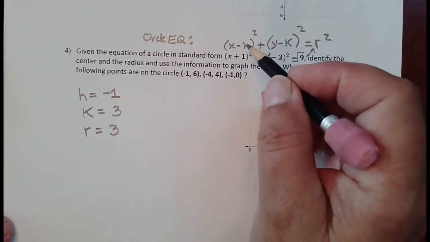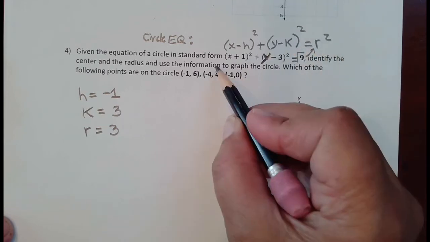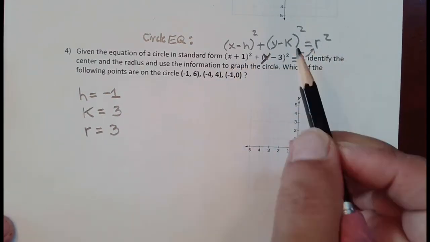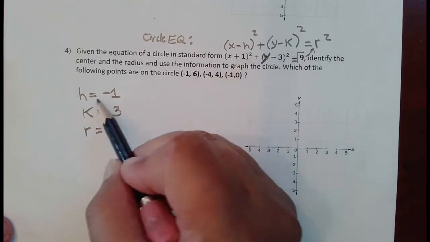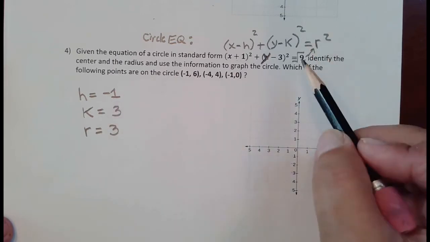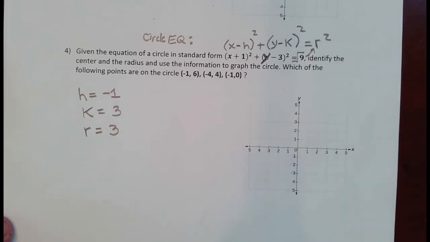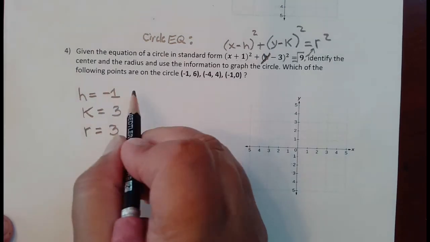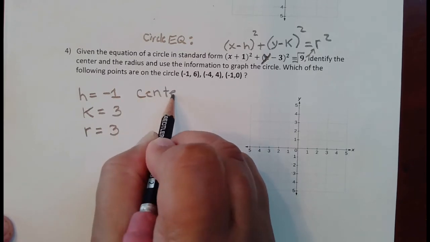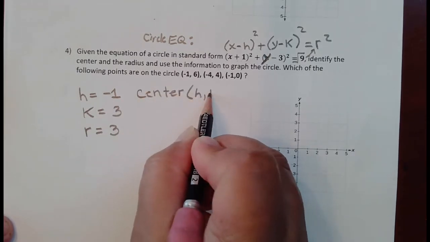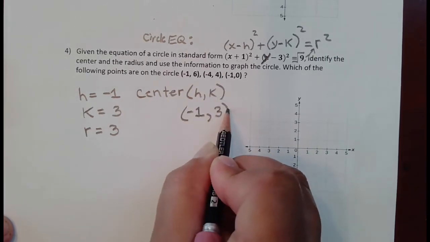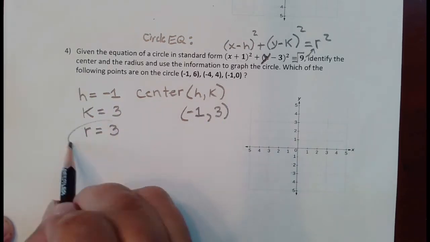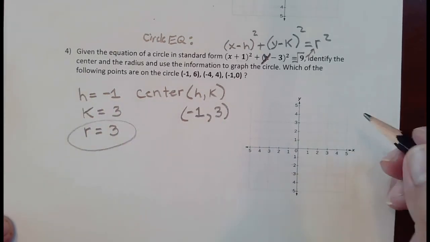So it says, identify the center. The center is always known as h and k. So in this case, -1 and 3. And then identify the radius. We've already identified the radius. And then if we wanted to use the information to graph the circle, again, you always start at the center. So -1, 3 would be right there. And then we would use the radius to find points on the outer circumference of the circle.